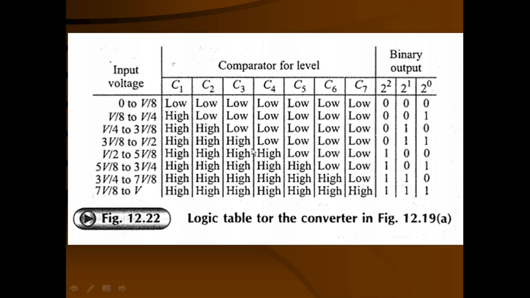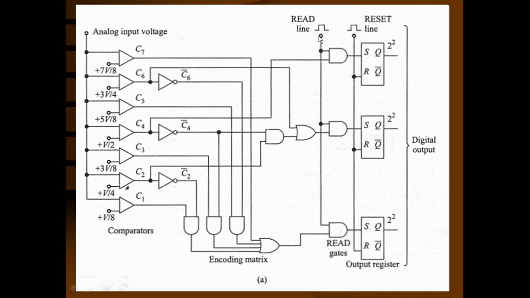Until the first four combinations, C4 is going to be low: here it is low, here it is low, here it is low, here it is low. So if C4 is taken as input for the 2 raised to 2 bit, and it is low, the flip-flop remains reset. But from state number 5, that means from here, C4 is going to be high, high, high, high. So C4 is taken as an input for an AND gate.